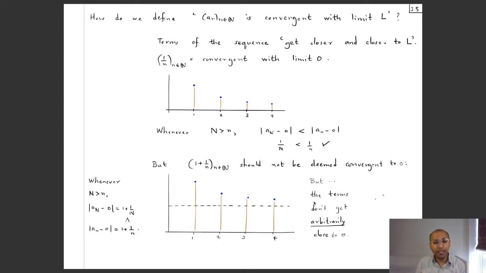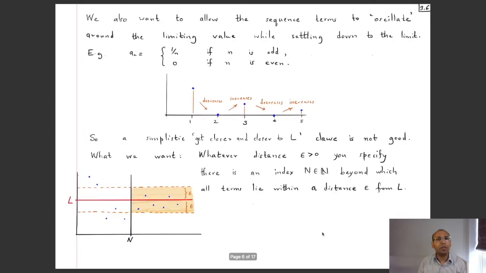But then you might say, well, the terms of the sequence are not getting arbitrarily close to 0. Okay, all right, I accept that criticism. But then, how do we actually define what is meant by a sequence being convergent? And also, we want to allow the terms of the sequence to oscillate around a certain value and then settle down gradually, while oscillating, to this limit.